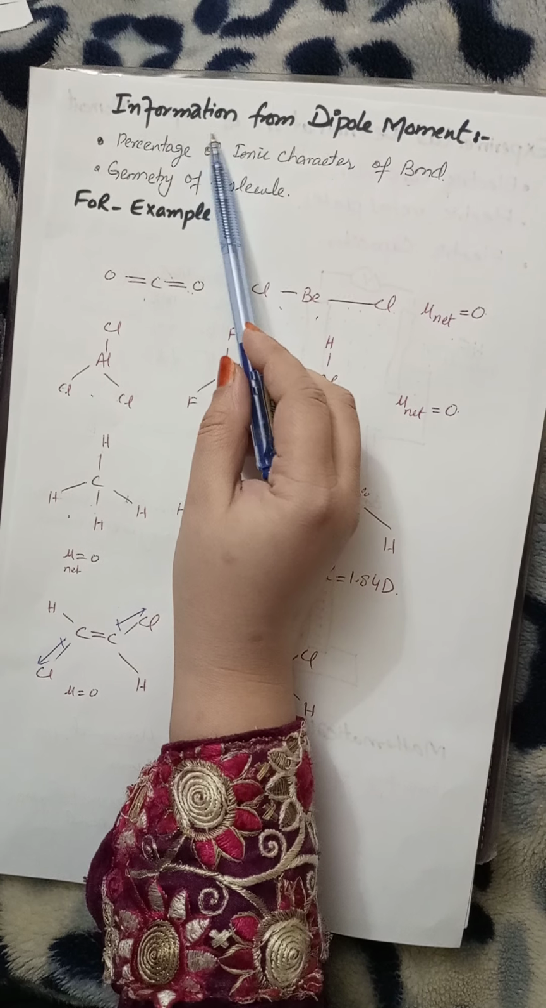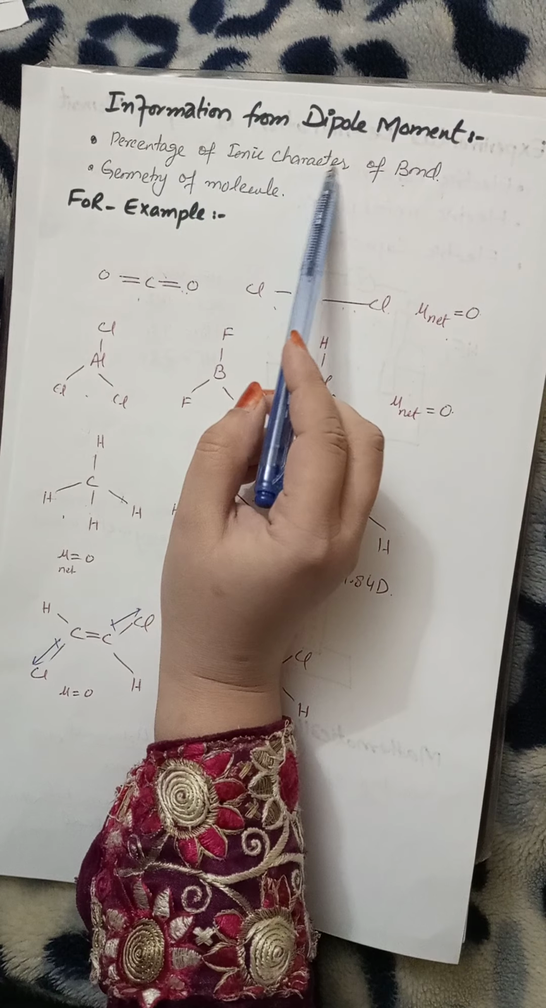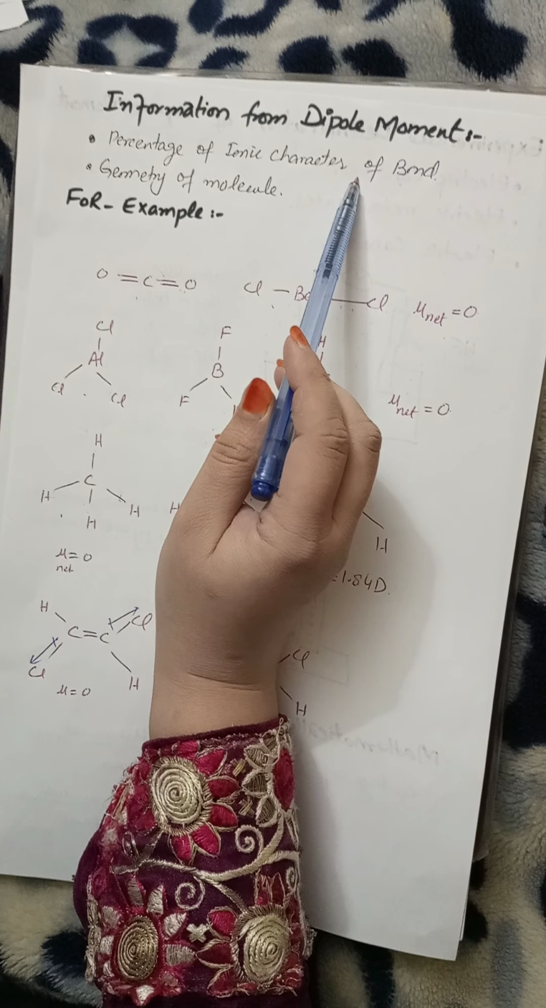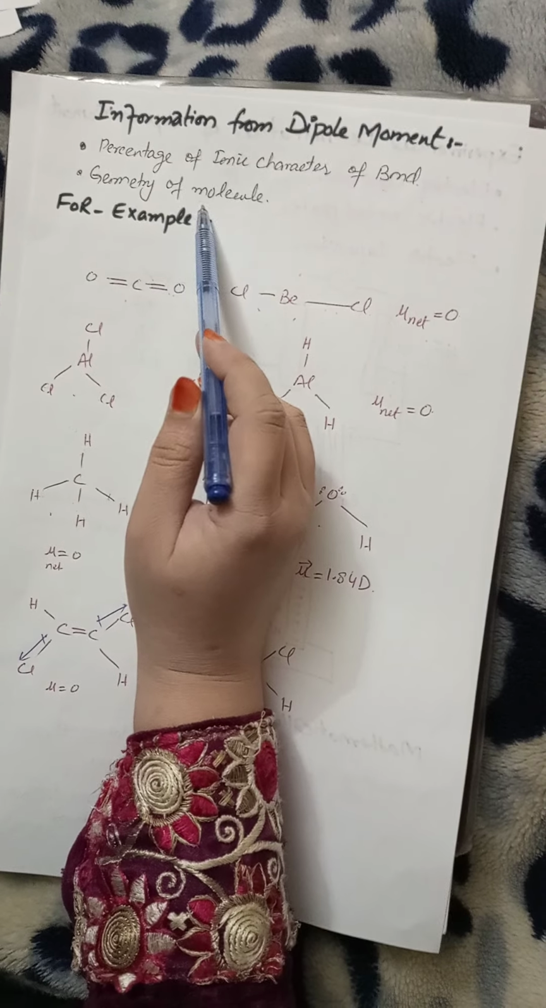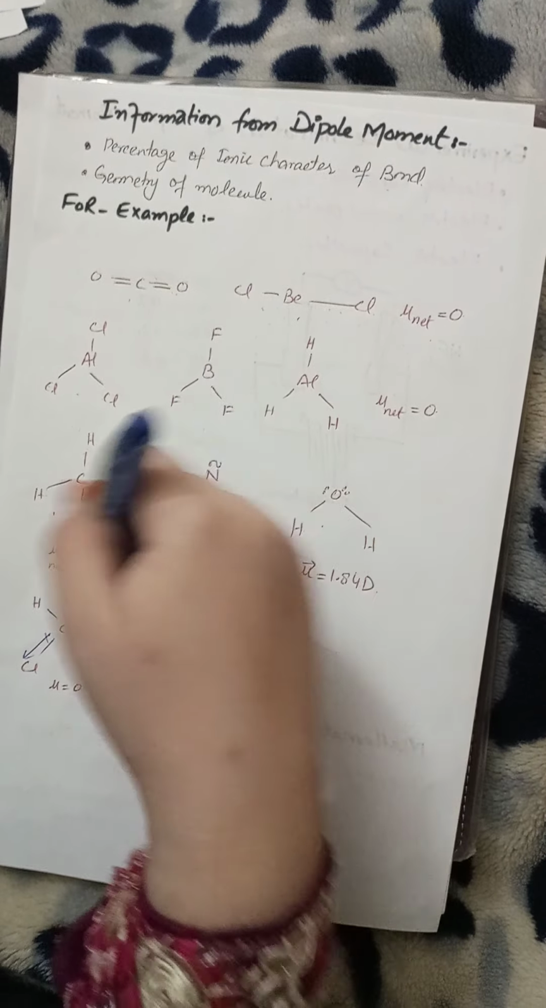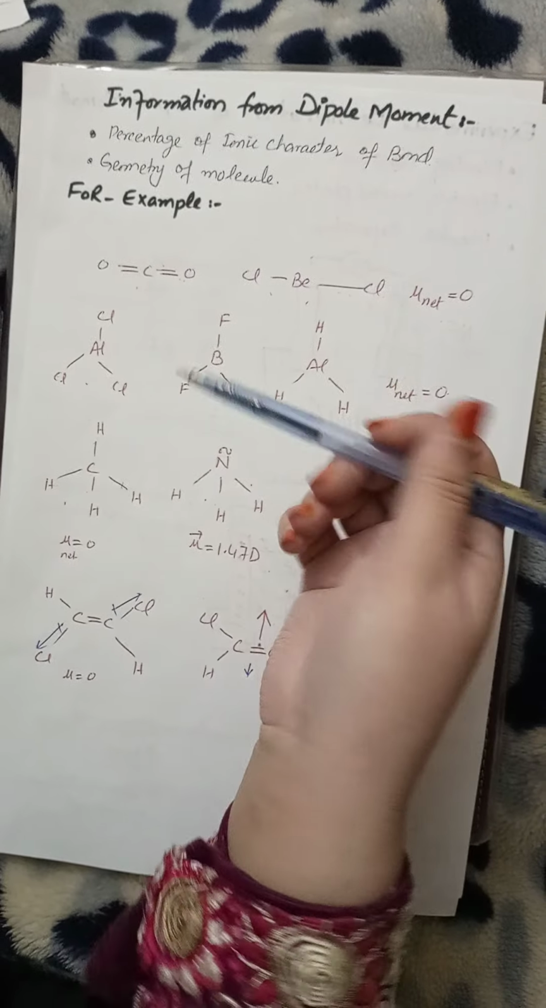We can extract two pieces of information from the dipole moments. One is that the percentage of ionic character of the bonds can be determined, and second, it can tell you about the geometry of the molecule. So for example, over here we have some molecules, and from their dipole moments we can determine the geometry of the molecule.